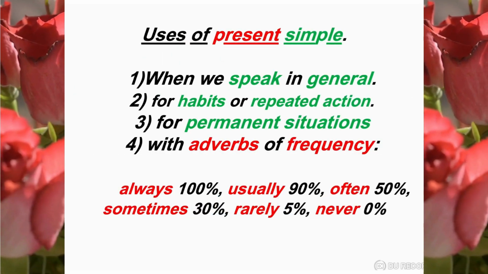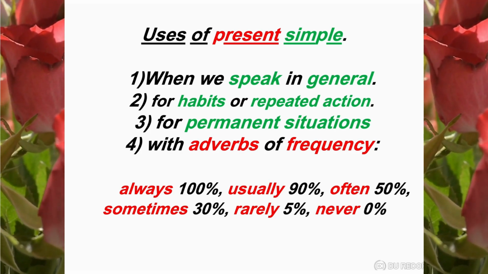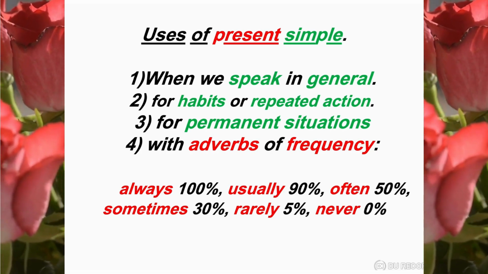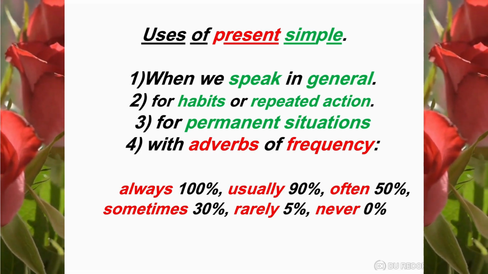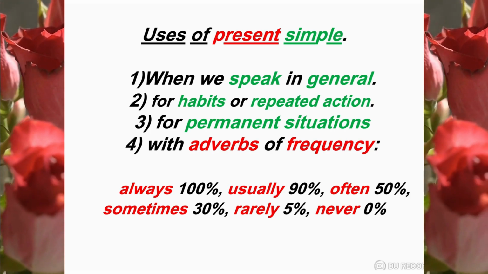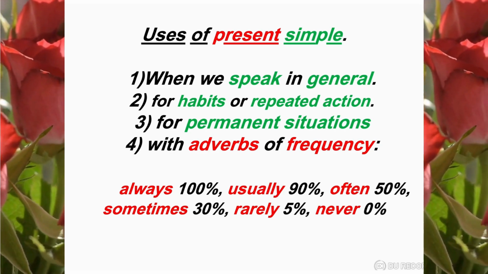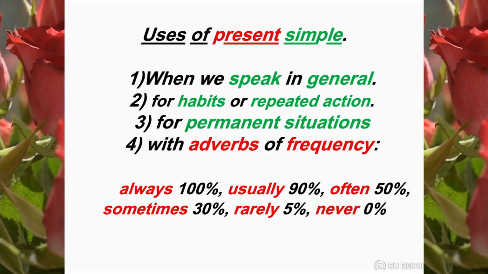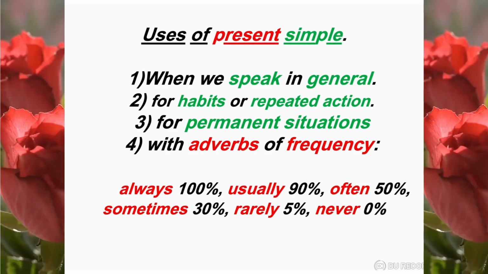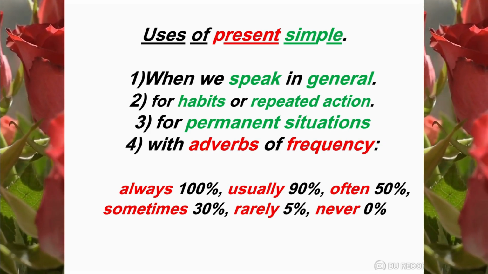Uses of present simple. In every 3 lessons, we'll repeat this. We use the present simple when we speak in general. We use the present simple for habits or repeated action. We use present simple for permanent situations. And we also use present simple with adverbs of frequency like always, usually, often, sometimes, rarely, and never.